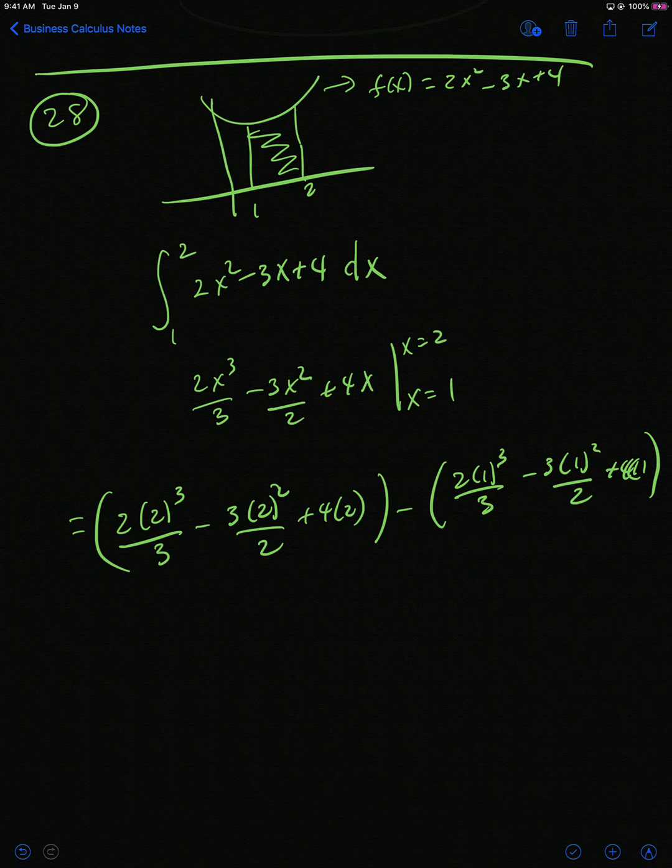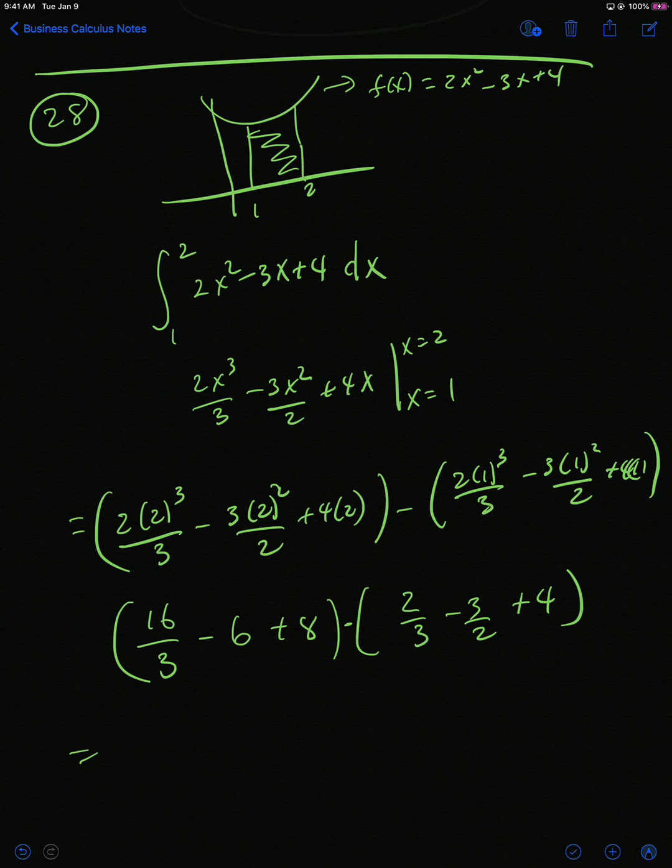What's 2 to the third? 8, that's 16 over 3 minus 2 squared is 4, 4 divided by 2 is 2, 6 plus 8, minus 2 over 3 minus 3 over 2 plus 4, subtract them. You have a handy dandy calculator for a reason. So 16 divided by 3 minus 6 plus 8, minus 2 divided by 3 plus 3 divided by 2 minus 4, and the answer is 4.16 repeating, or 4.17 approximately, two decimal places. 29 is more of the same.